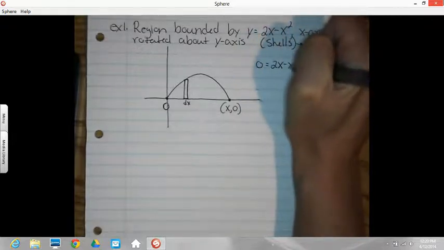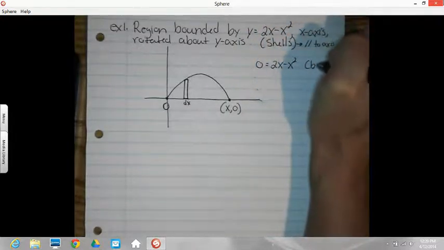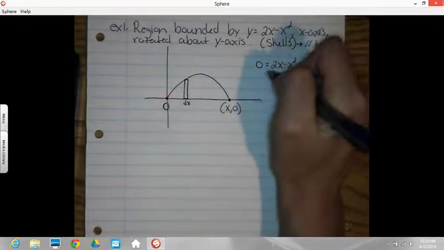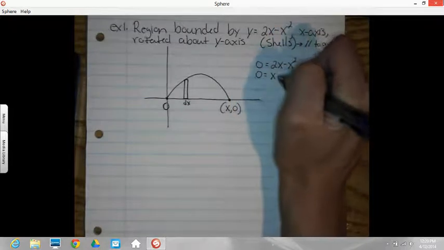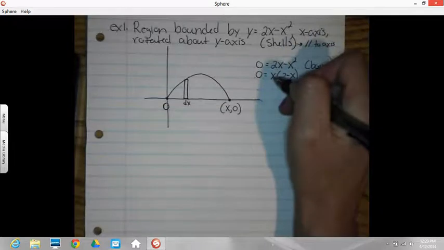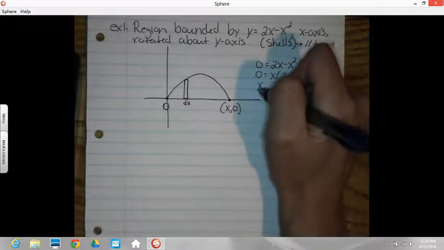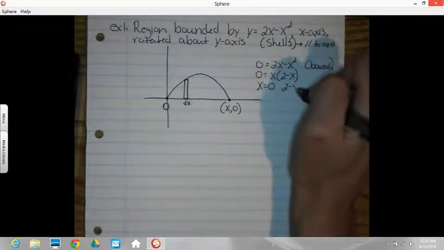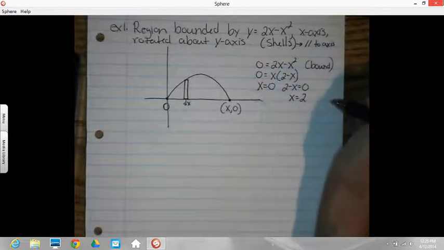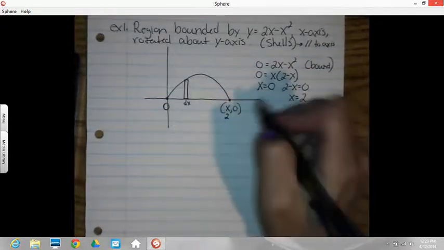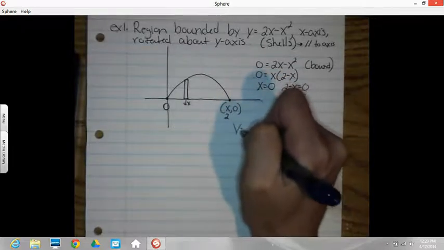This is to find my boundaries. I'll factor out an x. That leaves 2 minus x. Thing 1 times thing 2 equals 0, so x equals 0, which I already had. And then 2 minus x equals 0. X equals 2. So my other boundary is at 2. Okay, so I'm going for the integral now. I know it's going from 0 to 2.